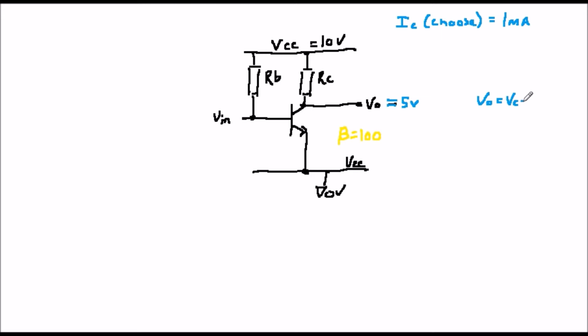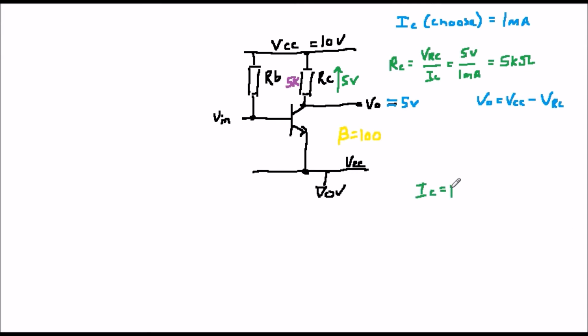Firstly, if the output voltage Vout is going to be 5 volts, then the voltage across RC, the resistor in the collector circuit, is also 5 volts, because Vout is equal to the supply voltage VCC minus the voltage across RC. And since IC we've chosen to be 1 milliamp, this gives us a value for RC. RC is equal to the voltage across RC divided by IC, which is 5 volts divided by 1 milliamp, which is 5 kiloohms.